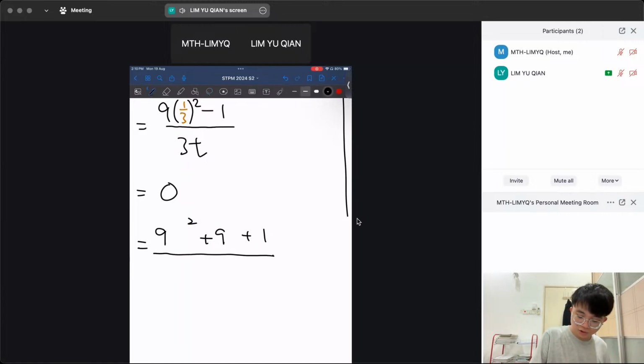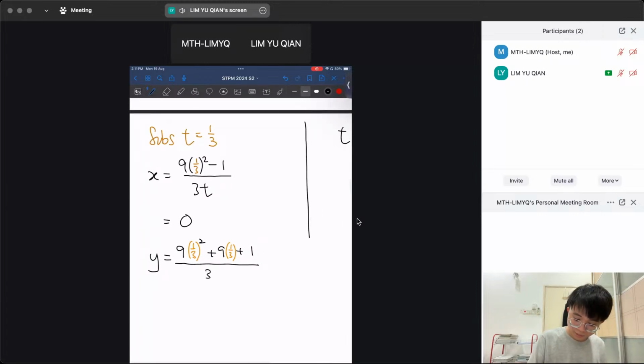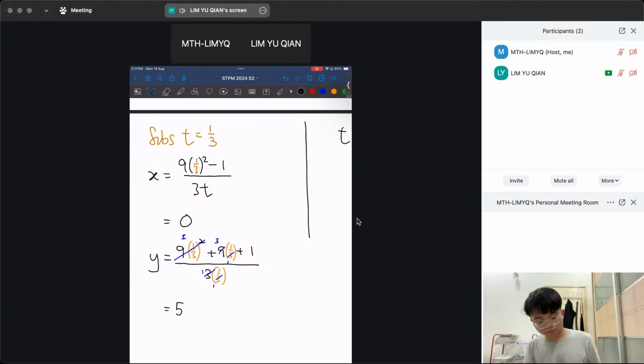9, 1 over 3 square multiplied by 9 times 1 over 3 plus 1 over 3t, 3 times 1 over 3. Okay. So this is 1, and then this is 1, this is 3, and this is 1. 1 plus 3 plus 1 is 5. 5 over 1. So it's 5. Okay. 5. Correct.